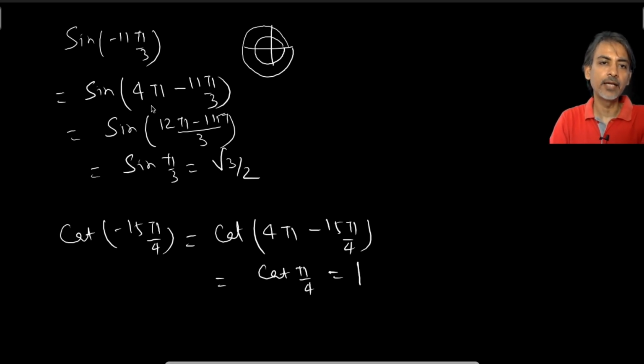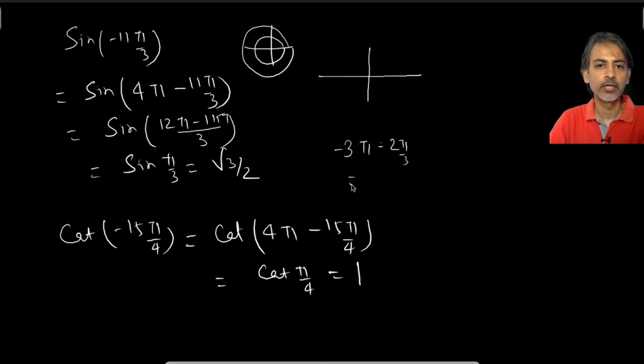So in all these problems, you see what I have done. I have added a multiple of 2 pi every time. You could have also worked on these problems, for example sine of minus 11 pi by 3. You could have looked at it like this also, that minus 11 pi by 3 is like minus 3 pi plus minus 2 pi by 3, right?